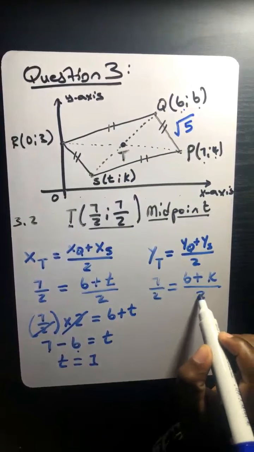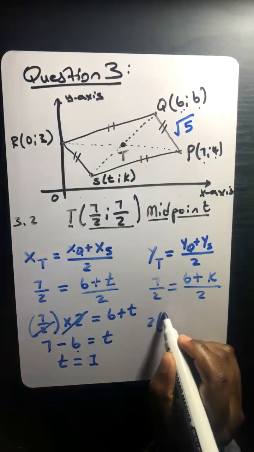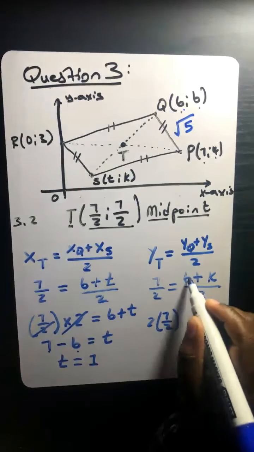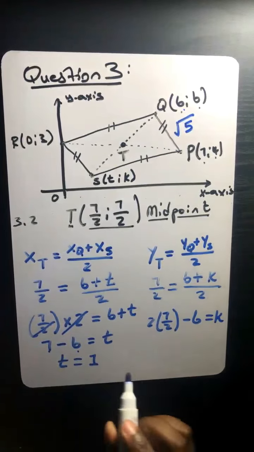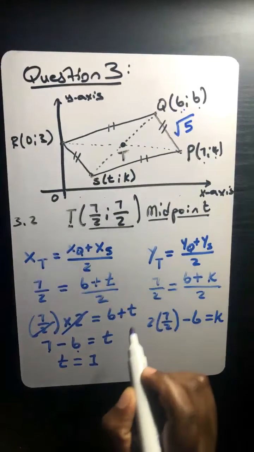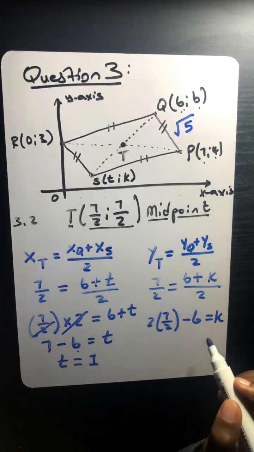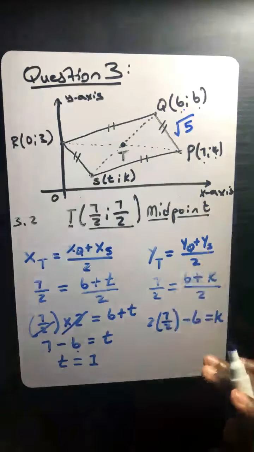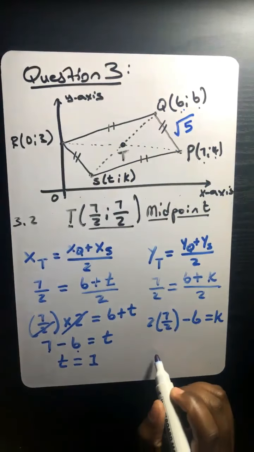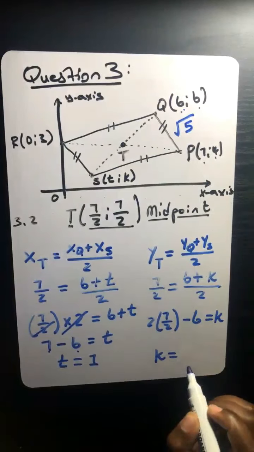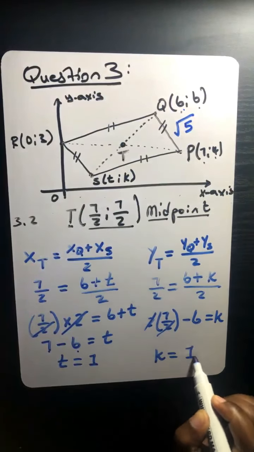So you cross multiply, then you transpose. So it's more like k is 2 into 7 over 2, then you transpose minus 6. This is equal to k. So it's the same type of calculation, but here it's represented differently, which means there are multiple ways to solve that, as long as you follow mathematical procedure, ladies and gentlemen. So that means k is equal to, that cancels, you have 7 minus 6, which is equal to 1.